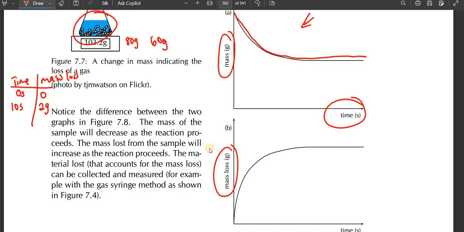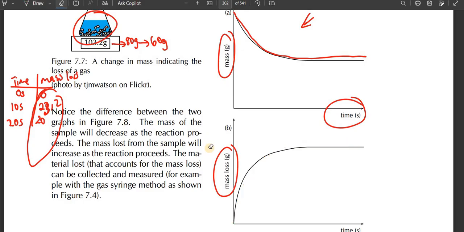Because if it moves from 103.2 to 80 grams, it means you lost how much? You lost around 23.2. So here you'd write 23.2. Then after another 10 seconds, maybe you say 20, you check how much you lost to move from there to there. You lost another 20 grams, like that. So the amount of mass loss is increasing. The amount of material you are losing is increasing. That's why your graph looks like this.